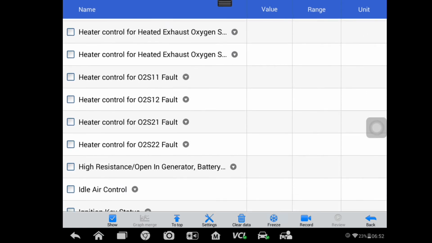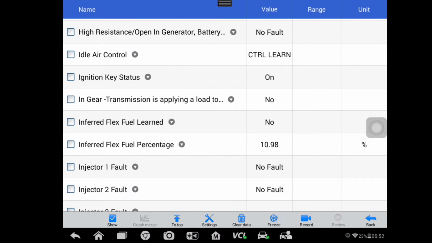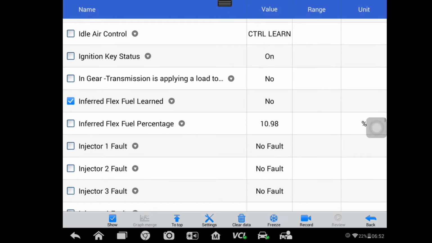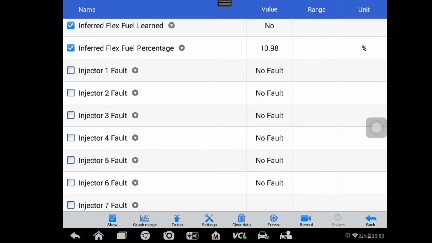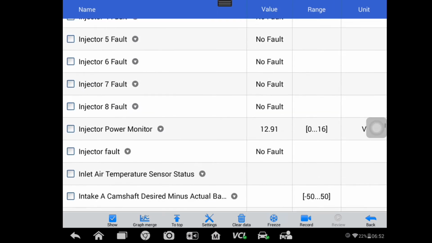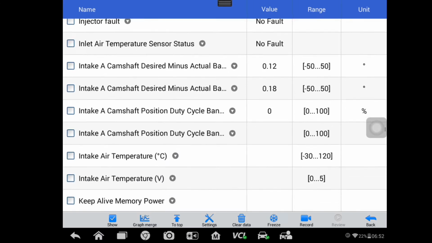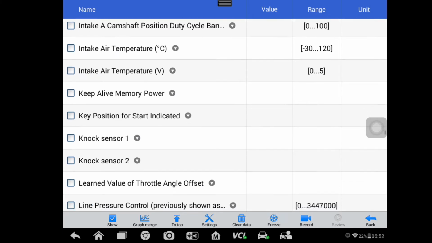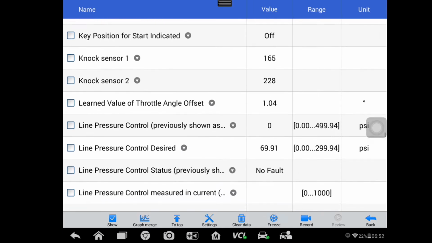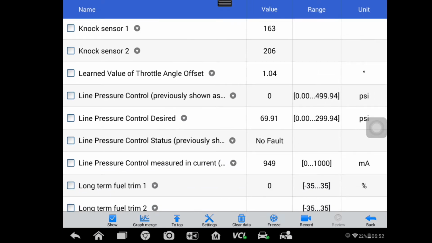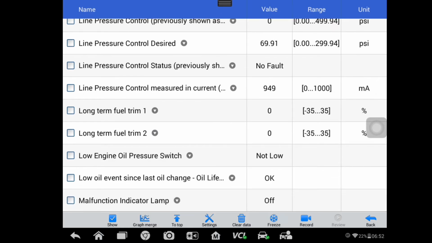Another PID I want to look at is inferred flex fuel percentage. You can see we're at about 10.98%. When this vehicle came in, it was at about 20%. I actually fixed this vehicle before I decided to do a video, so it's a little closer to normal there. And typically, if the vehicle owner isn't running E85 fuel, which would have 15% ethanol, we shouldn't be having numbers over, maybe 5% or so. When you're getting high numbers, there's something wrong.